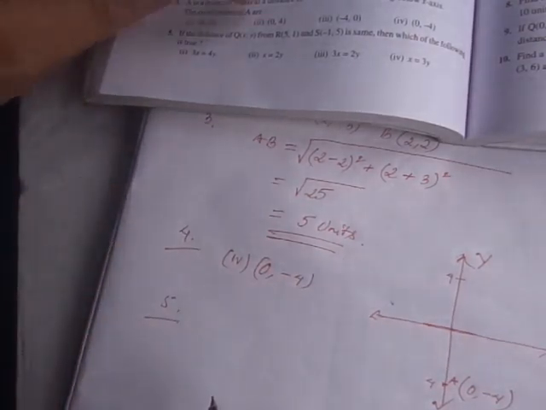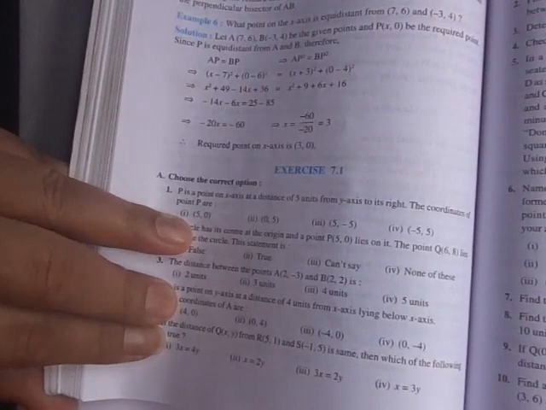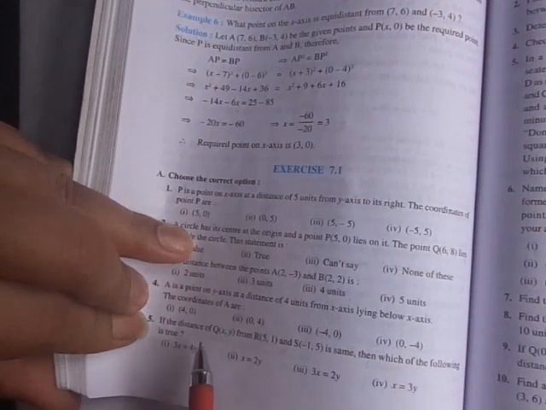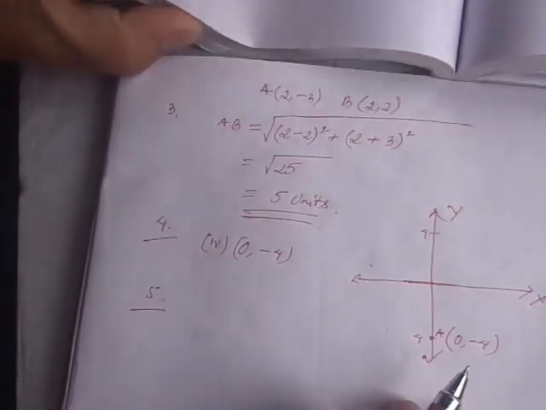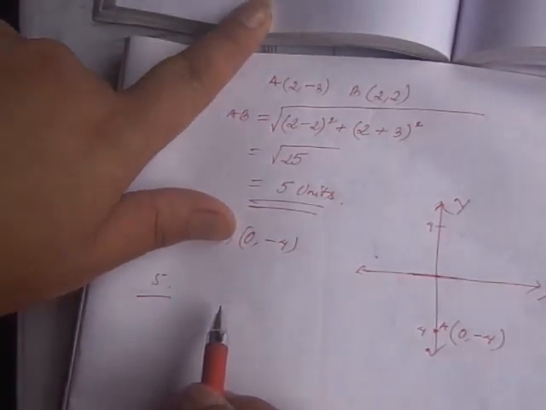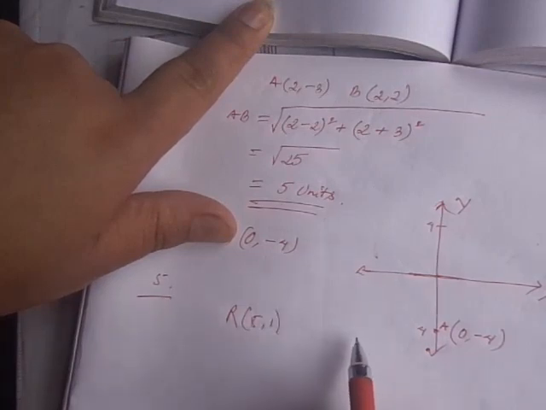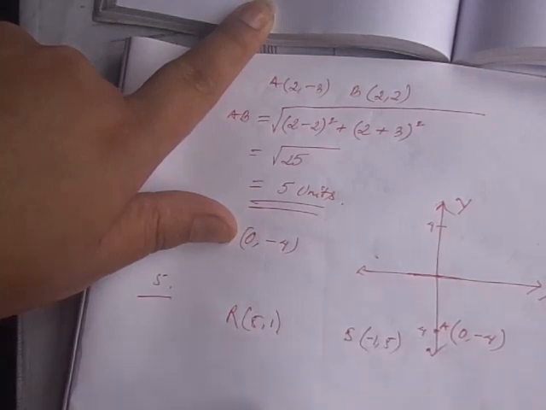If the distance of Q from R and S is the same, then which of the following is true? The distance of Q from R and S is the same. According to the question, here is R, let's say (5, 1), and here S is (-1, 5). Let's say here is Q.